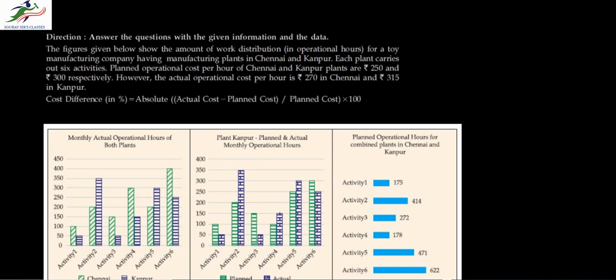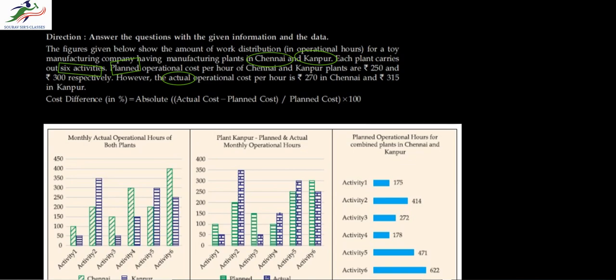This is a question that is giving the information about two manufacturing plants, one located in Chennai and the other in Kanpur. And it is told that both the plants carry out 6 activities and they have some planned hours and then they are tracking the actual hours.